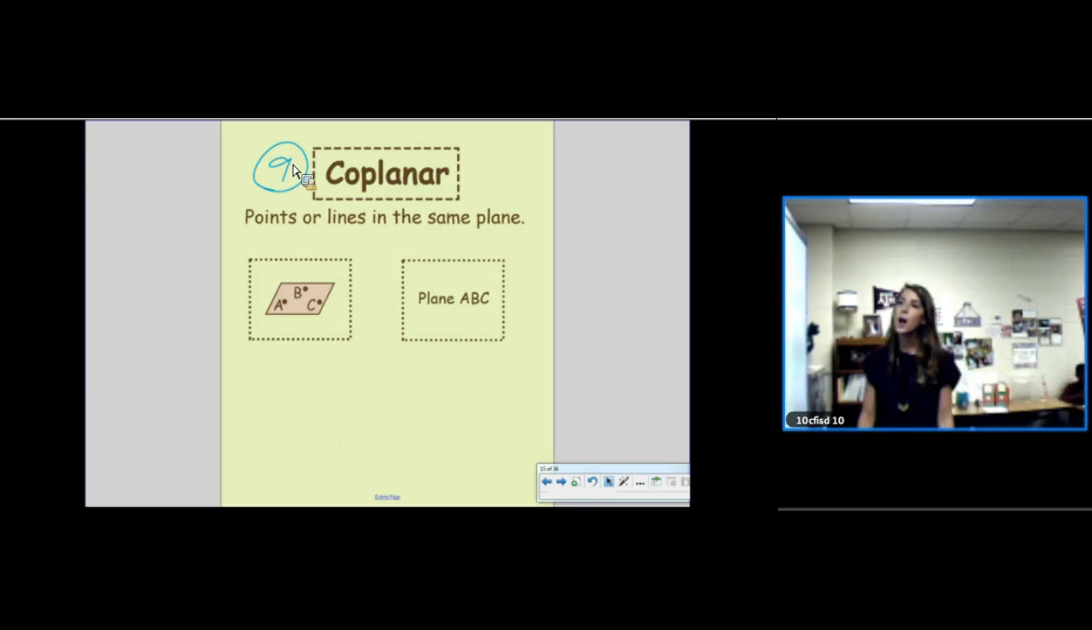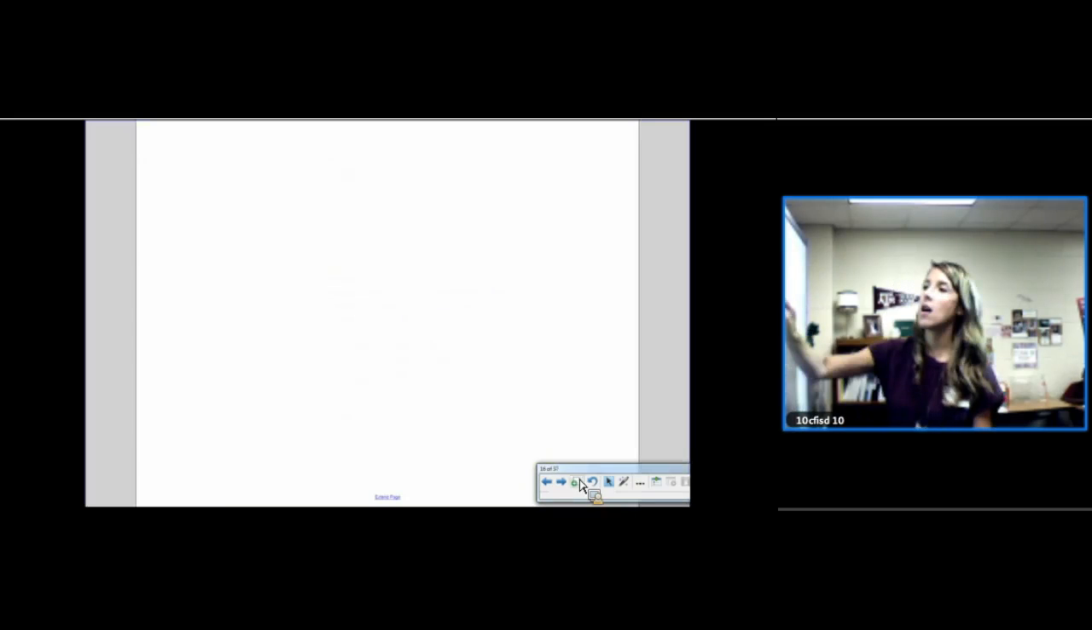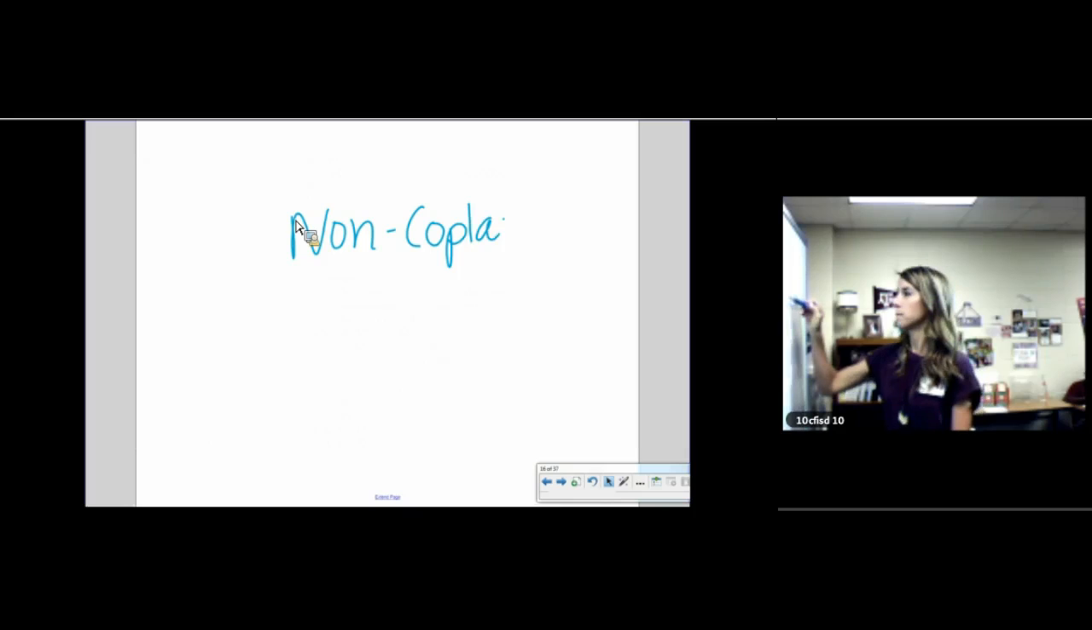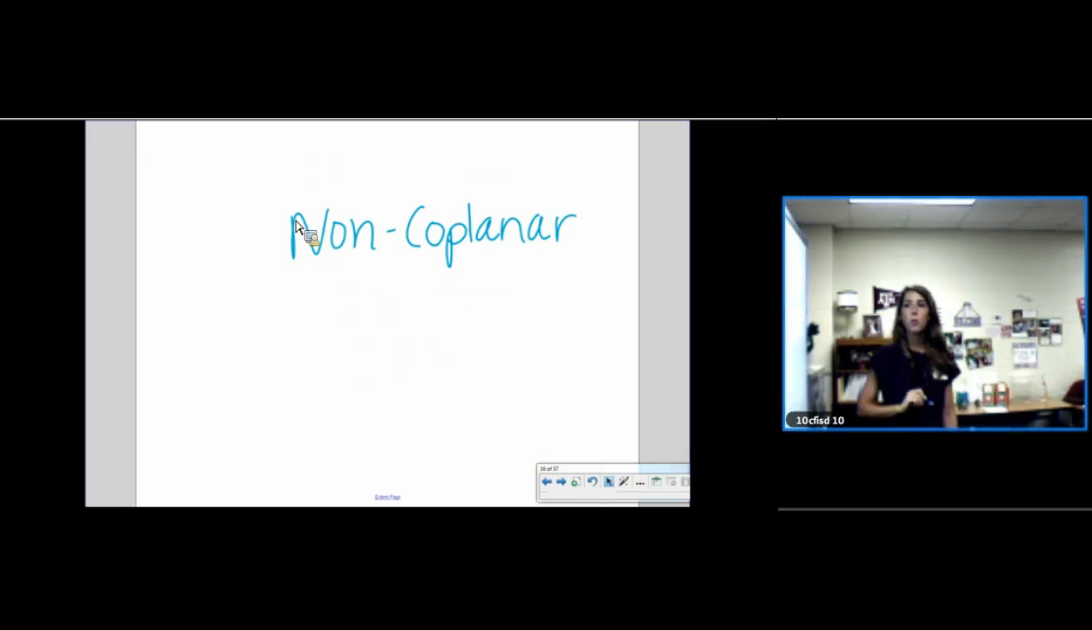So A, B, and C are coplanar because they are all on the same plane. The next word would be non-coplanar, but I don't have a slide for that because it's just the opposite of coplanar. So the next word, number 10, is non-coplanar. It just means points that are not on the same plane. And we will get much more into that in a minute.